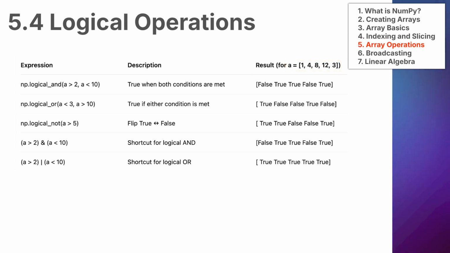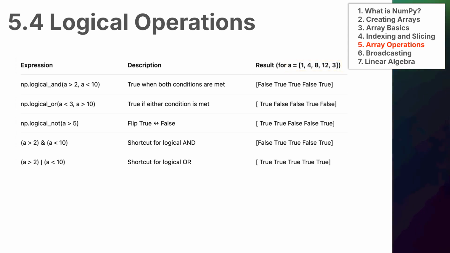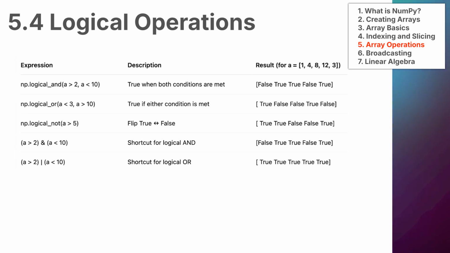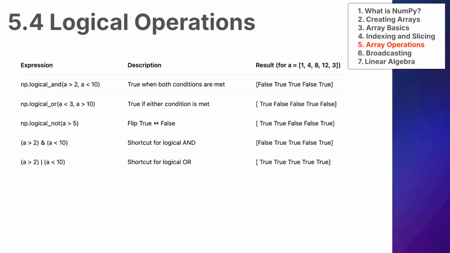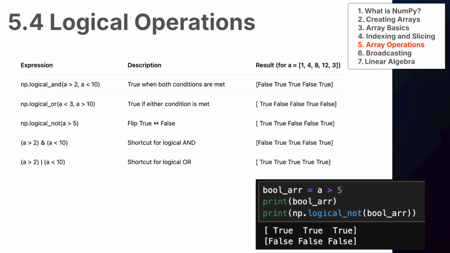First, logical AND. It returns true only when both conditions are true. In this case, 3 to 9 can meet the conditions. Next, logical OR. It returns true if either condition is true. Next, logical NOT. It flips true to false and vice versa. For example, if you already have a Boolean array, it flips true to false like this.